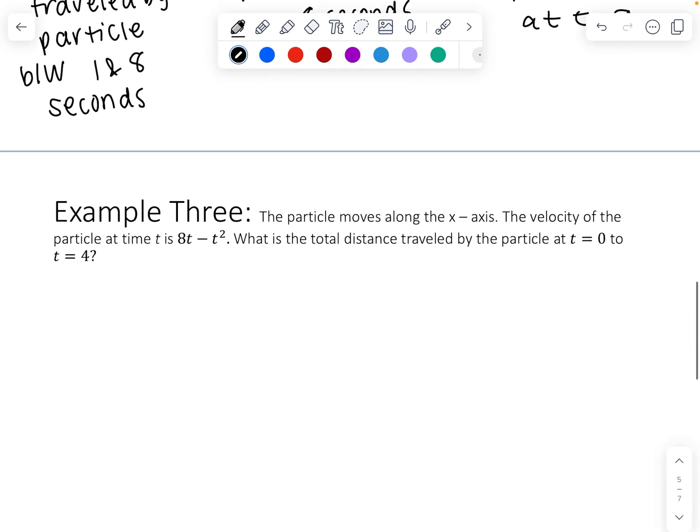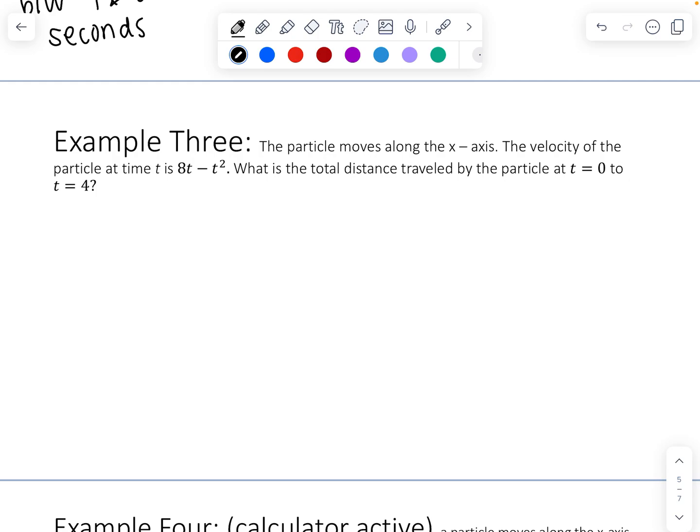So example 3 says the particle moves along the x-axis. The velocity of the particle at time t is 8t minus t squared. What is the total distance traveled by the particle from t equals 0 to t equals 4? So remember, total distance has to do with the absolute value of the velocity. That's what we just talked about. If we want to figure out the total distance, we're going to have to do the absolute value of the velocity, and then these are going to be our bounds. And luckily, we are given the velocity.